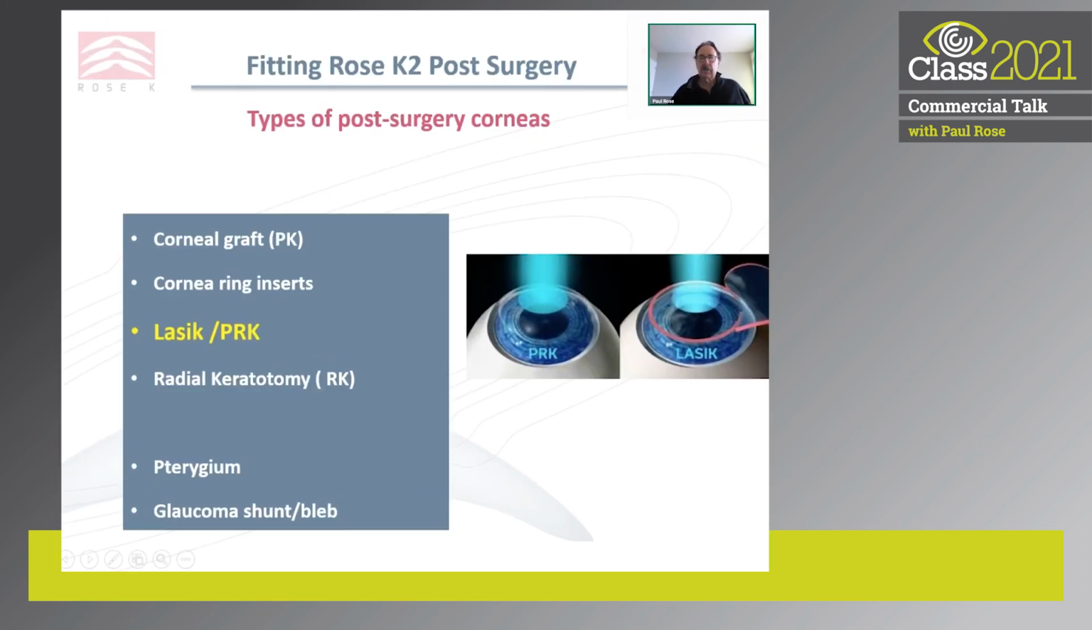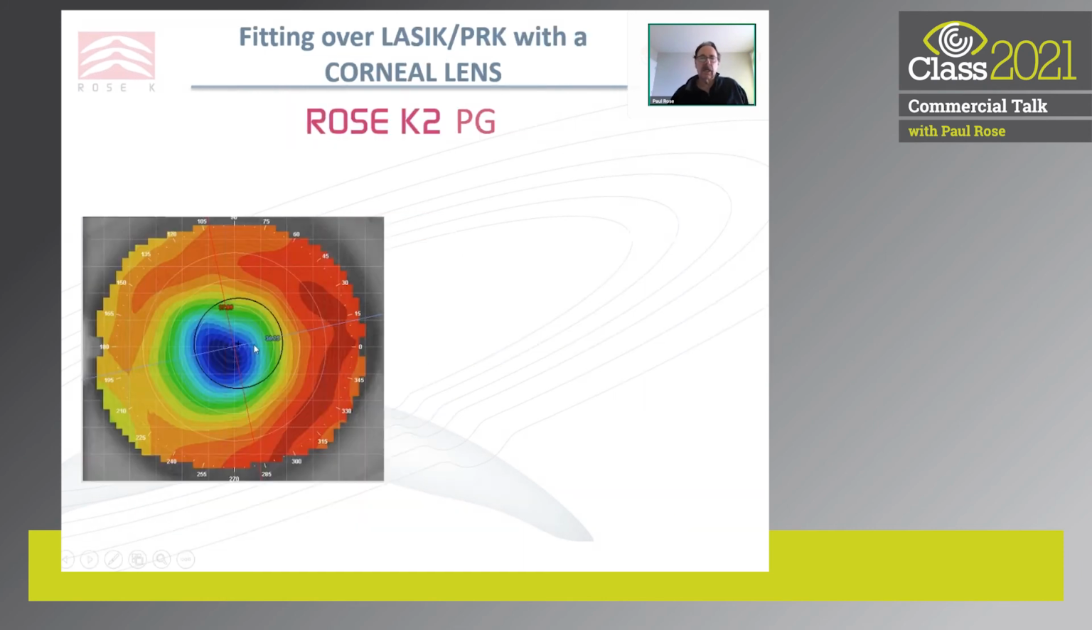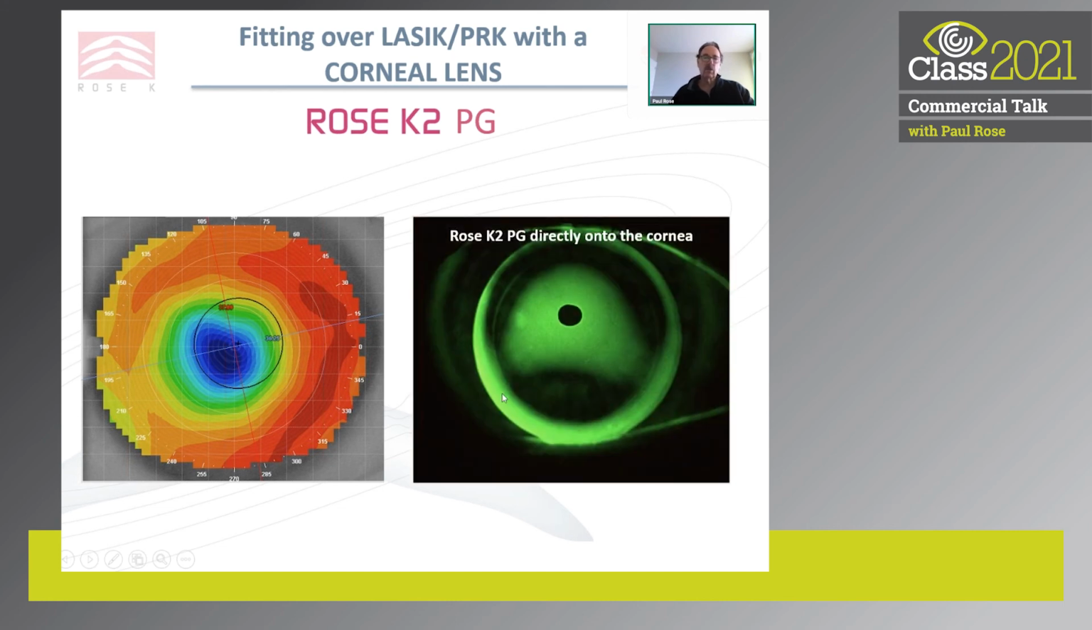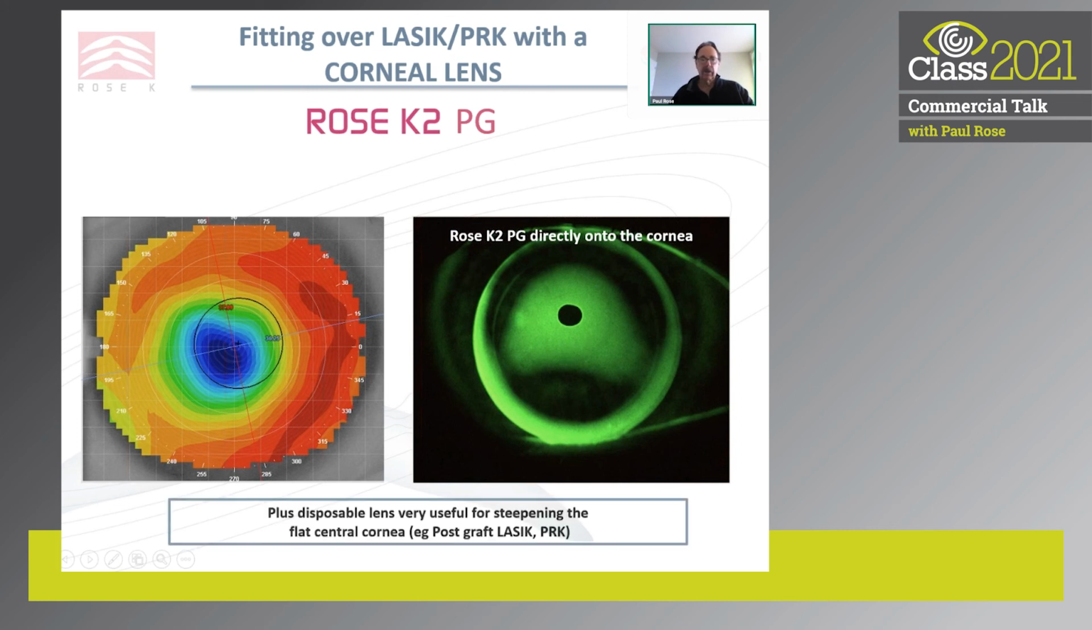What about LASIK and PRK? When we get ectasia, we sometimes need to fit a corneal or a semi-scleral lens. This is the typical map you see with LASIK, where you have a very, very flat area over a small central area. And when you try to fit it with a lens, even though you are bearing quite heavily in this area, you get a lot of pooling and often you get bubbling, which is hard to get rid of.